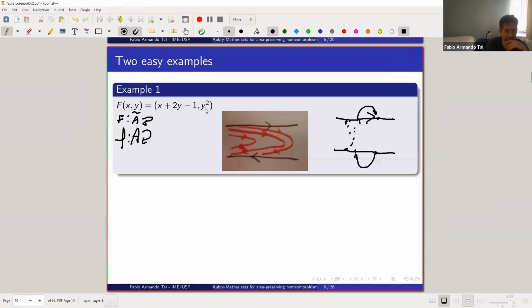If it's 0, this is fixed. If it's 1, the vertical coordinate is fixed. If it's 1, you're moving 1 to the right. If it's 0, you're moving 1 to the left. Yes, I think it's right.